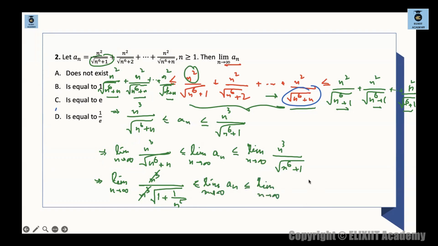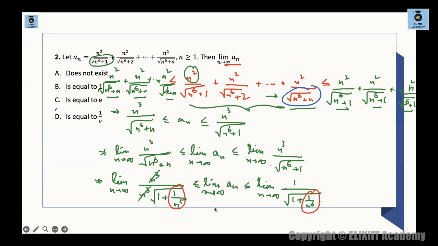This is n cube divided by, similarly, you take out the highest power common. So 1 upon n cube will come out, n cube and n cube will cancel out. What is remaining? 1 upon square root of 1 plus 1 upon n to the power of 6. Now you can just directly plug in the limits over here. You can clearly see as n tends to infinity, this will tend to 0 and this will also tend to 0. So you are left with 1 only.